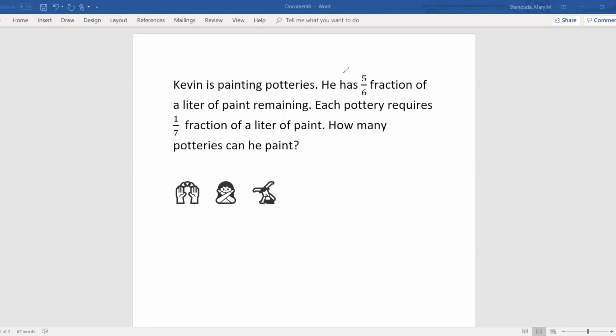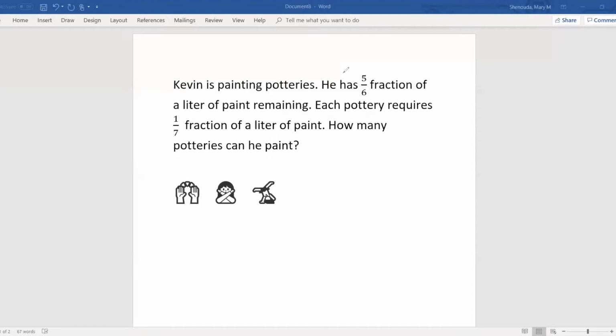In today's video, we're going to talk about dividing fractions. Let's start by reading the first word problem together. Kevin is painting potteries. He has 5/6 of a liter of paint remaining. Each pottery requires 1/7 of a liter of paint. How many potteries can he paint?